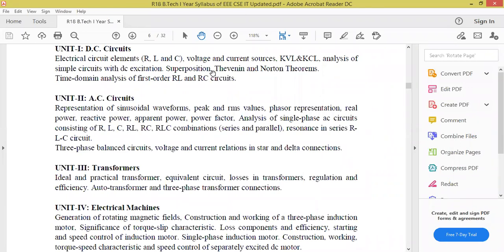Now, from the examination point of view, what do you have to study for BW? What are the topics? Mesh analysis, nodal analysis, superposition theorem, Thevenin's theorem, Norton's theorem. That is your unit 1. So unit 1 is, you see all of you, DC circuits. DC means which current? Direct current.